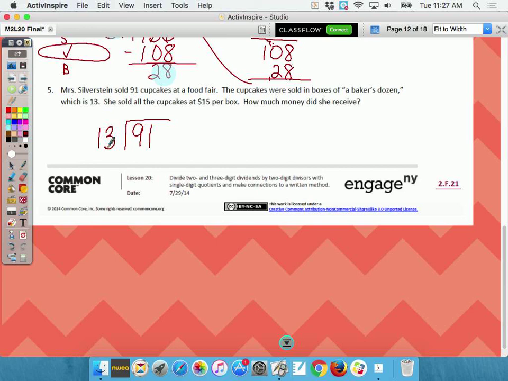So if I skip count by 10s, okay, 10, 20, 30, 40, 50, 60, 70, 80, 90. What number's closest to 91 without going over? 90. But I rounded down. 80. You can't do that. You have to. So should we try a 9 or try an 8? 8. Let's try an 8, okay?